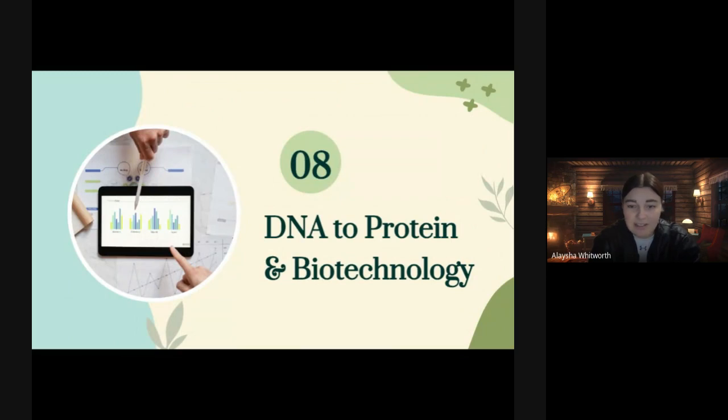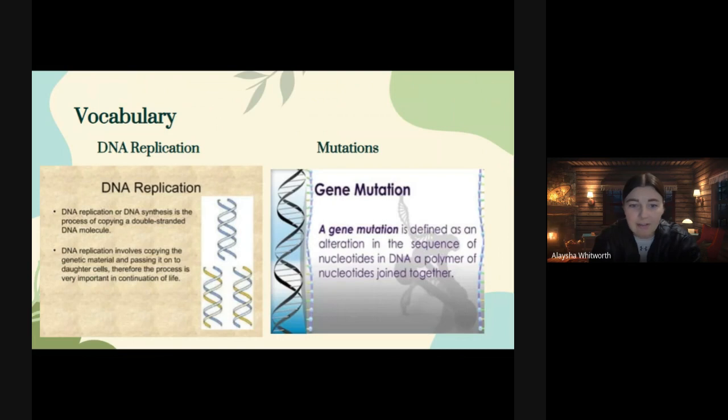Our last unit: DNA to protein and biotechnology. We looked at DNA replication and DNA synthesis. It's the process of copying a double-stranded DNA molecule. It's that helicase shape that twists like a twisted ladder. It involves copying the genetic material and passing it on to daughter cells. Therefore, the process is very important to the continuation of life. Basically it unzips and then the other sides get replicated.